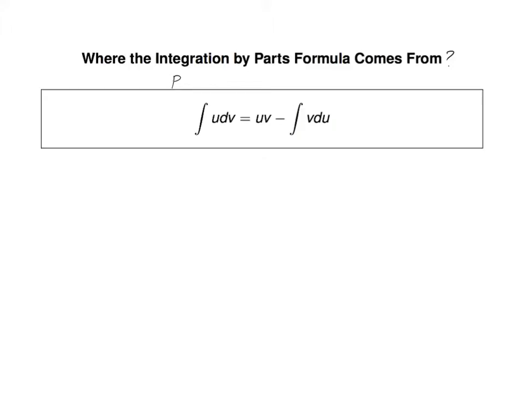So it comes from the product rule. And I find it easier, for some reason, this formula uses u's and v's. I'm going to start with f's and g's and then go back to u's and v's at the end. The packet's at the front.